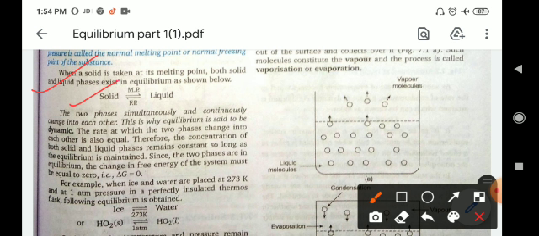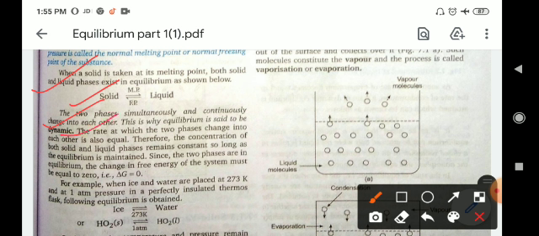For example, solid melts at melting point to give liquid, and liquid freezes again to give solid. So in this condition there will also be an equilibrium. The two phases simultaneously and continuously change into each other. This is why equilibrium is said to be dynamic. Dynamic means that when one form is converted into another and the other again comes back into the first form, then this condition is known as a dynamic condition.